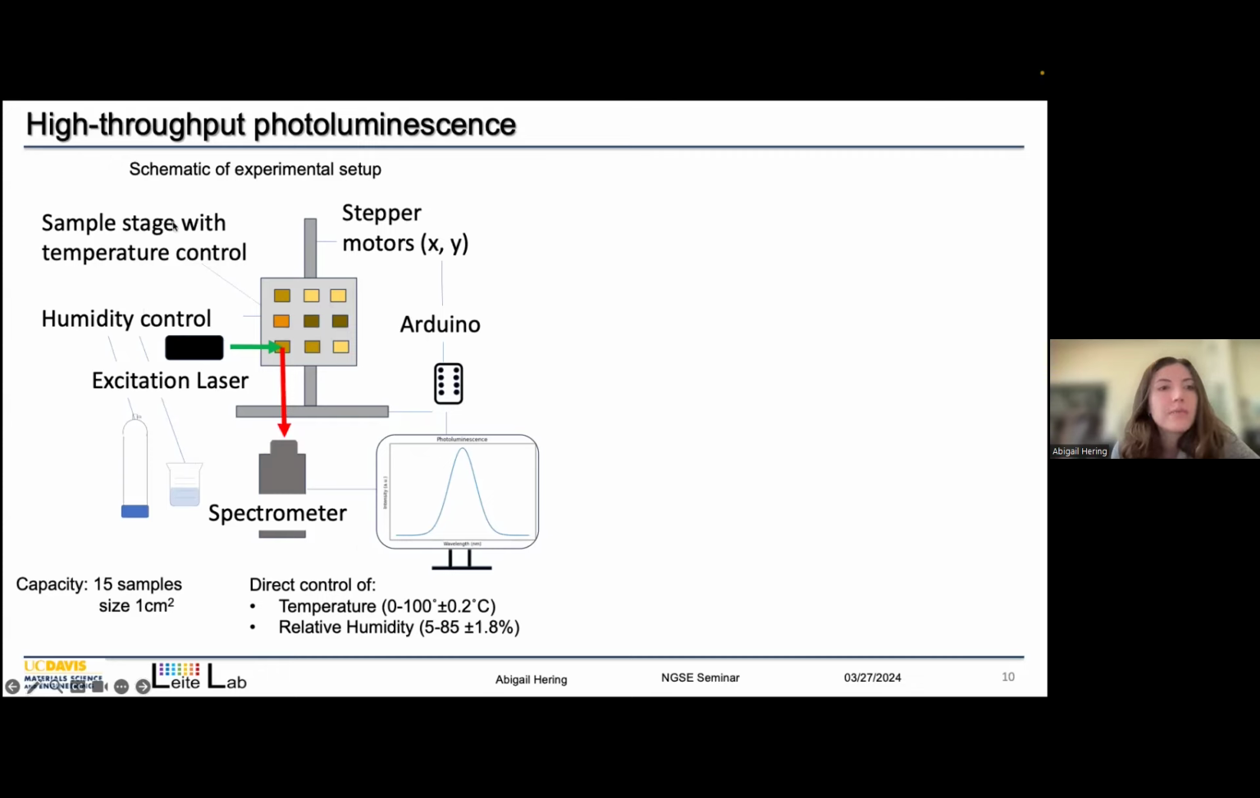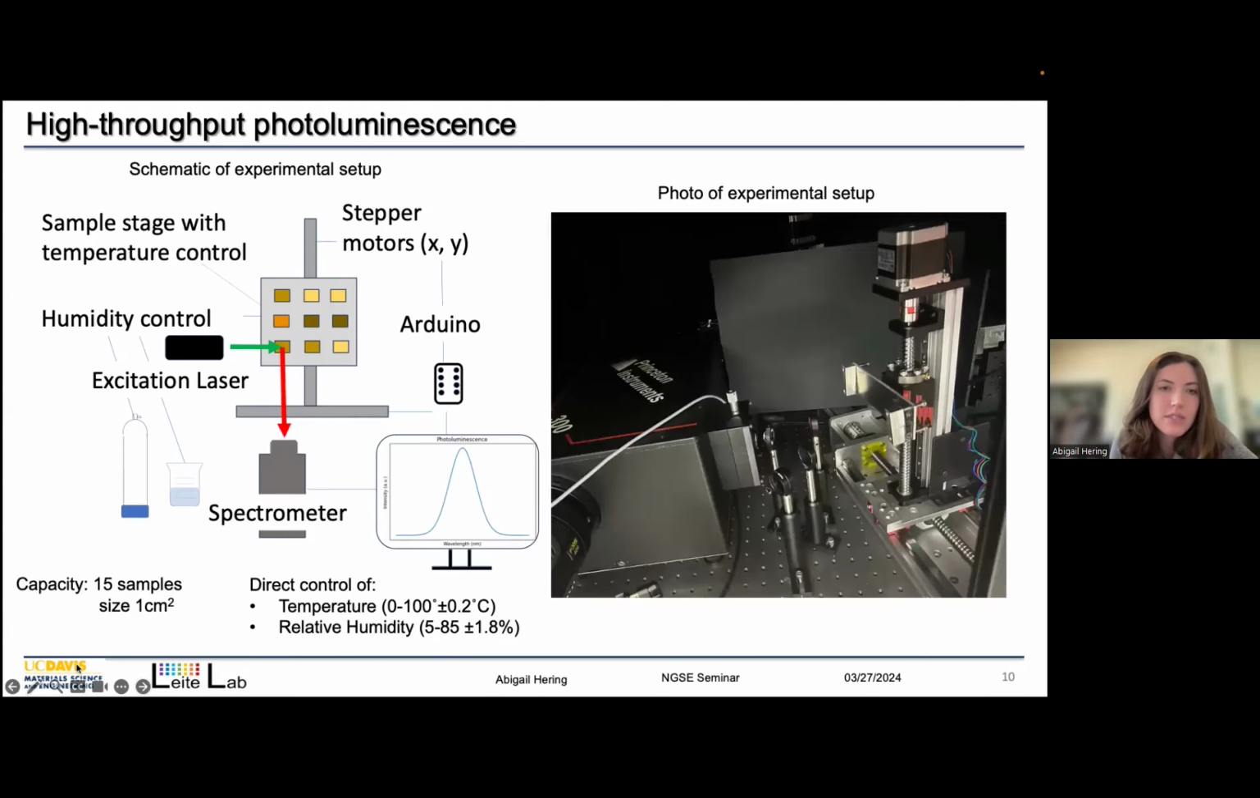So we have direct temperature and humidity control. The humidity is controlled with the flow of nitrogen through a water bubbler, and we can achieve relative humidity of about 5 to 85% and temperatures of 0 to 100 Celsius. And the sample chamber can fit about 15 1 centimeter thin films.